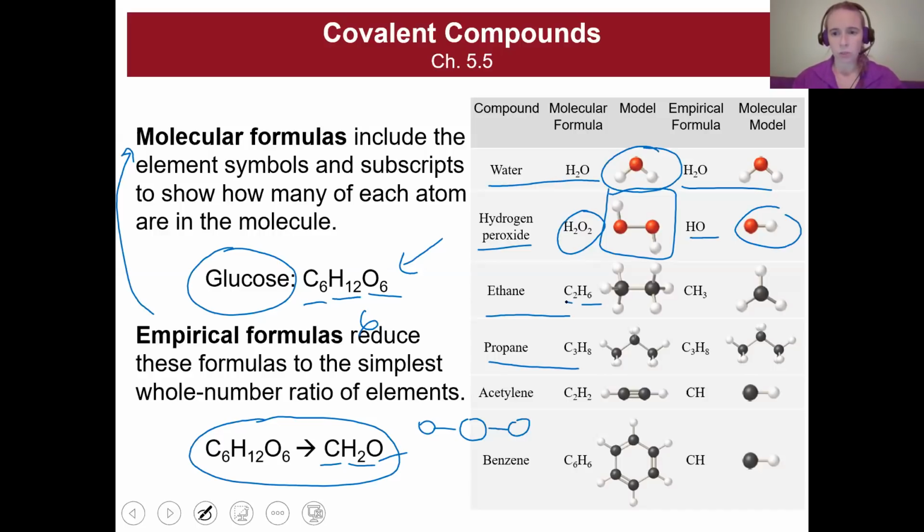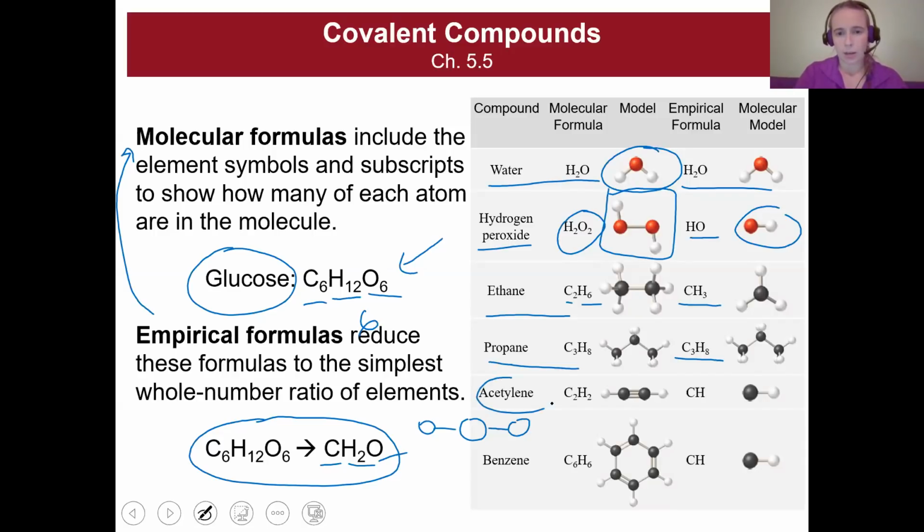But both of those, so ethane can be reduced. So C2H6, we can divide by 2 and end up with C1, so CH3. And so that's the empirical formula for ethane. Propane actually ends up with the same empirical formula as it started with because 3 and 8 don't have any common denominators, so there's no simpler whole number ratio of those two.